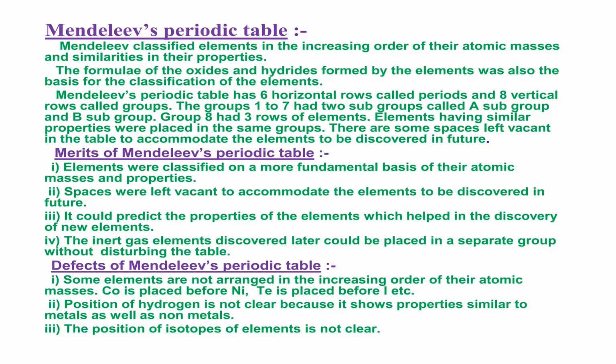Merits of Mendeleev's periodic table. Spaces were left vacant to accommodate elements to be discovered in future. The inert gas elements discovered later could be placed in a separate group without disturbing the table. Defects of Mendeleev's periodic table. The position of isotopes of elements is not clear. The position of hydrogen is not clear because it shows properties similar to metals as well as non-metals.